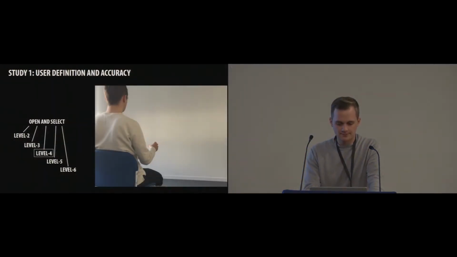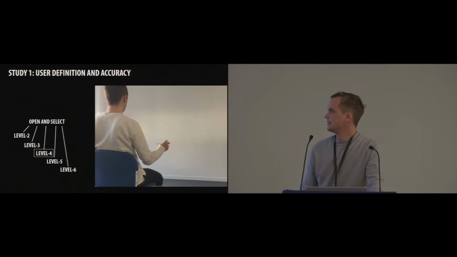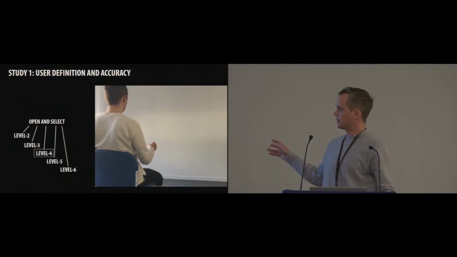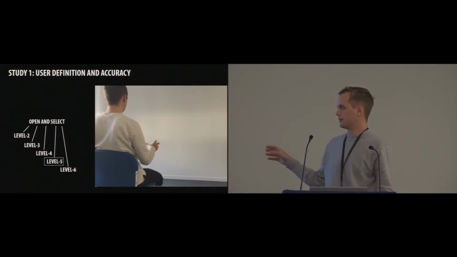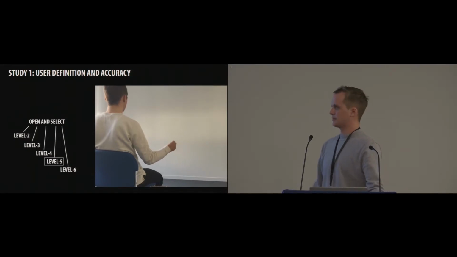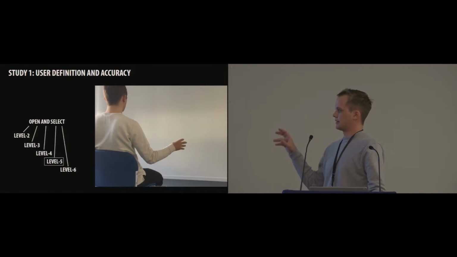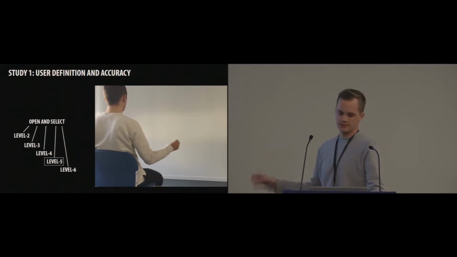In the first study, we investigated how users define the drawer and how accurately they can select a control. What they did here is they always opened the drawer, and the levels represented the number of controls placed into the drawer, or how many controls they needed to imagine in the drawer. And then second, they just selected one of those. So they always opened, selected, opened, selected.